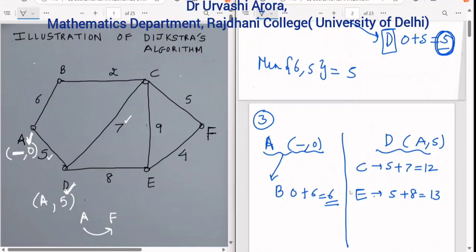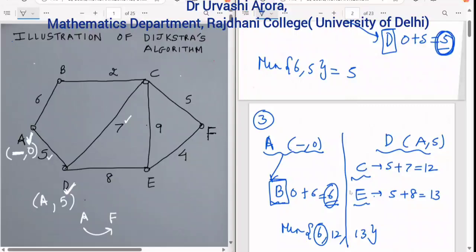So finally, these are the three unlabeled vertices which we have got, B, C, and E, and the numbers are 6, 12, and 13, and we have to find out the minimum of 6, 12, and 13. Obviously the minimum occurs at 6. So B is the next vertex which receives the label. Wherever the minimum occurs, that is the vertex which receives the label.